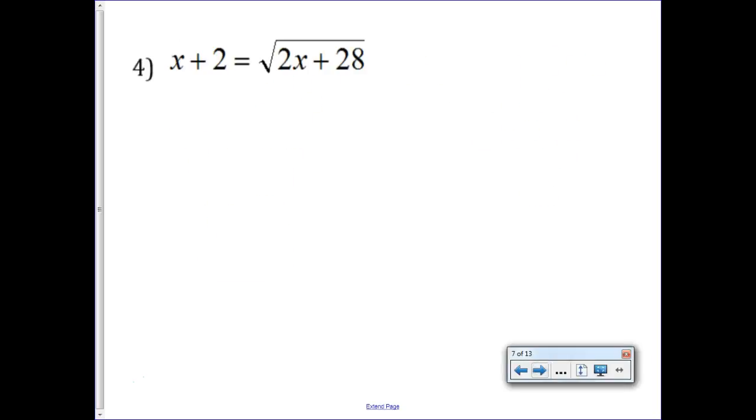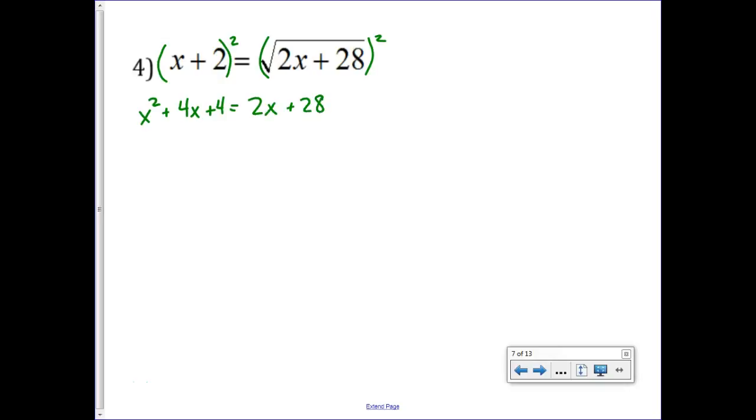All right, on this next one, we are looking at a radical on one side and then x plus 2 on the other side. So I'm going to go ahead then, since that radical is isolated, and just square both sides. So I'm going to use my double squared method here. So x squared plus 4x plus 4 is equal to 2x plus 28.